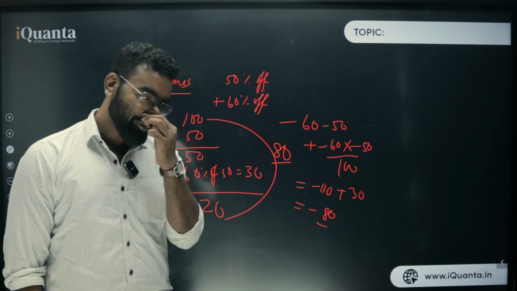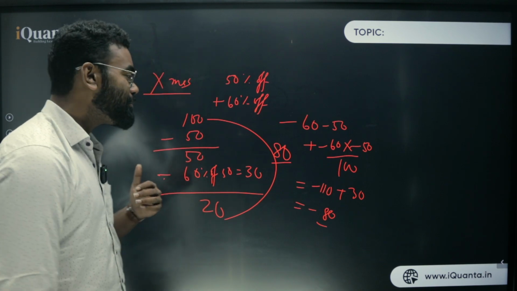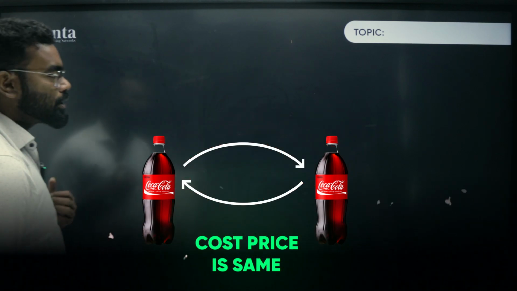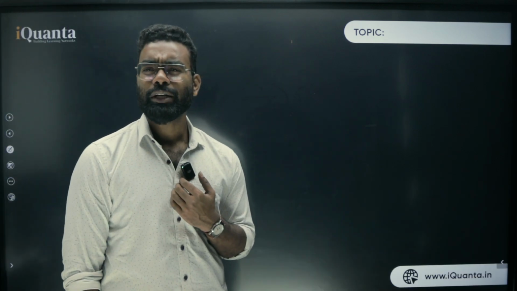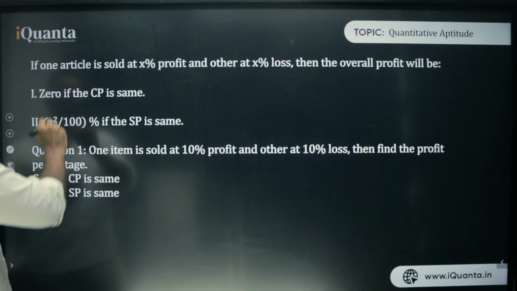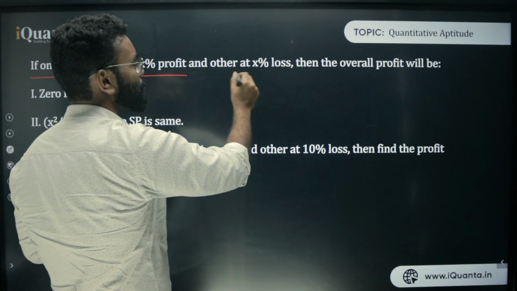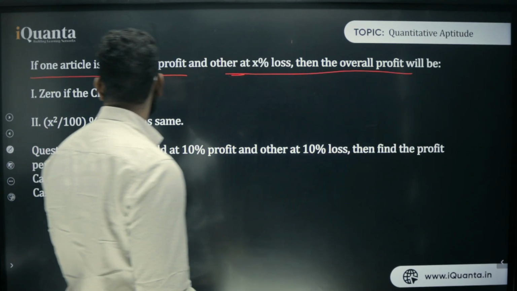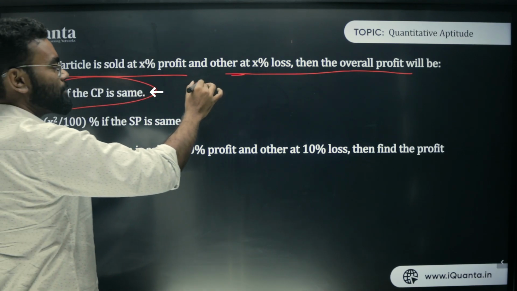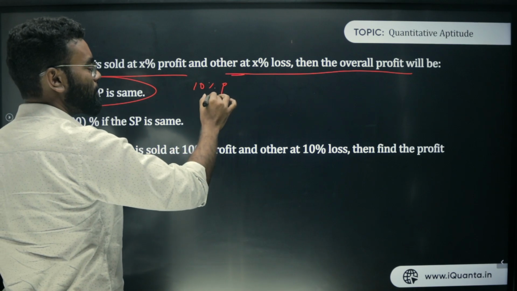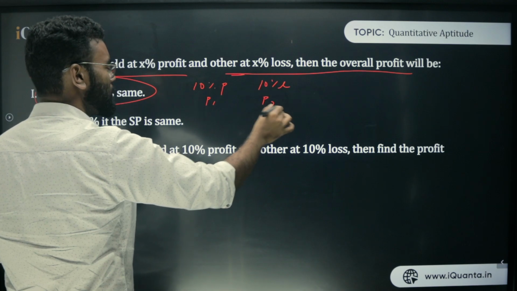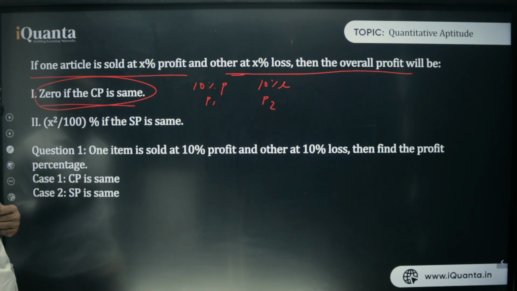The next thing we will learn: let's say we are buying two products and the cost price is the same. Now what is the selling price? We are going to learn this kind of question after this. So think about this case. One article is sold at X% profit, the other is sold at X% loss. Then the overall profit or loss is 0 if the cost price is the same. Let's say 10% profit in product 1 and 10% loss in product 2.